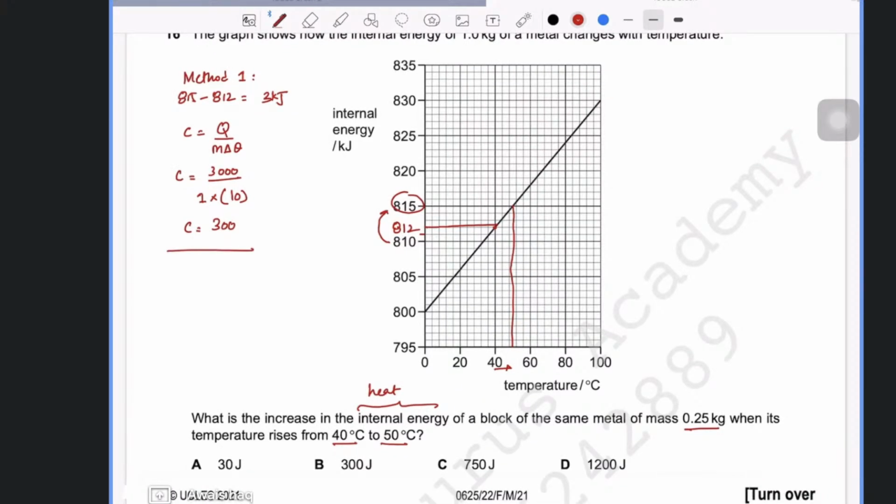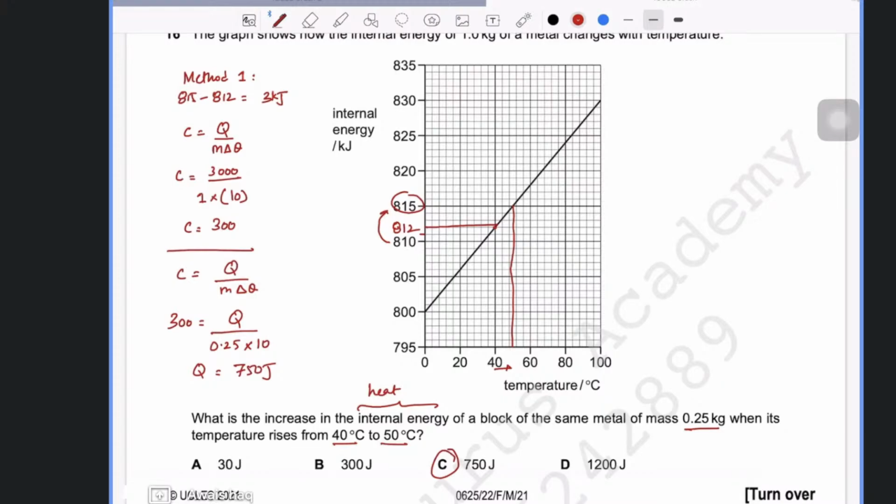Then you're going to use the same formula and find the heat energy. Now, this is 300, this is Q. The mass now is 0.25, and the temperature change is 10. So what do you get? 750. C, 750 joules. Okay, so this is a longer method, but in my opinion, you could have also done this.